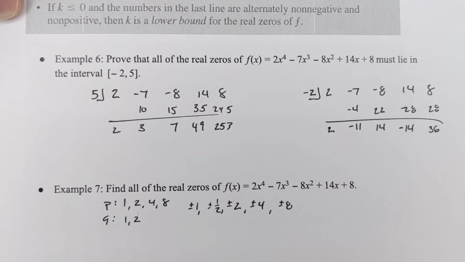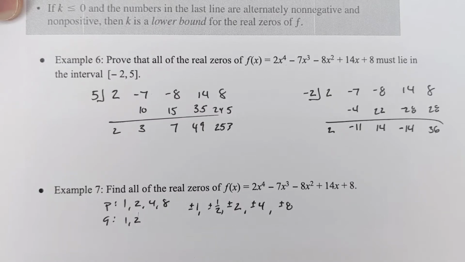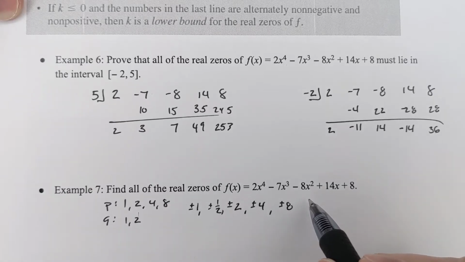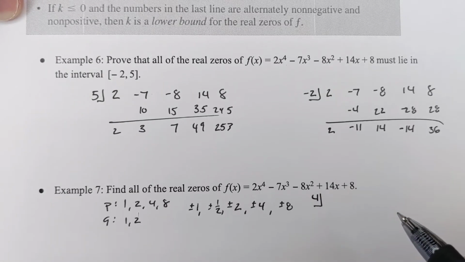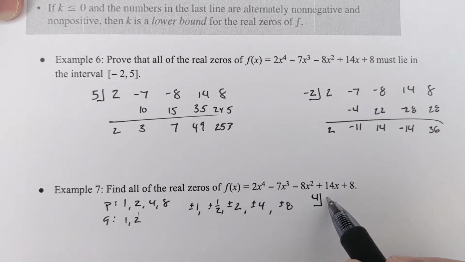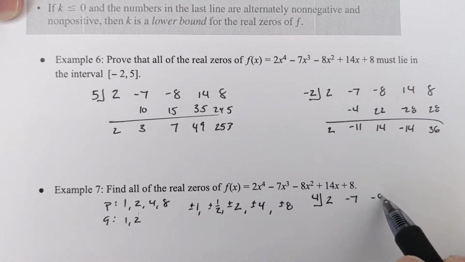So what I would do is either pick one randomly, or find one that looks like it works on the graph, and then go that way. So let's try 4, because why not? Also because I know what the answers are. So if we do 4, the coefficients are 2, -7, -8, 14, and 8.